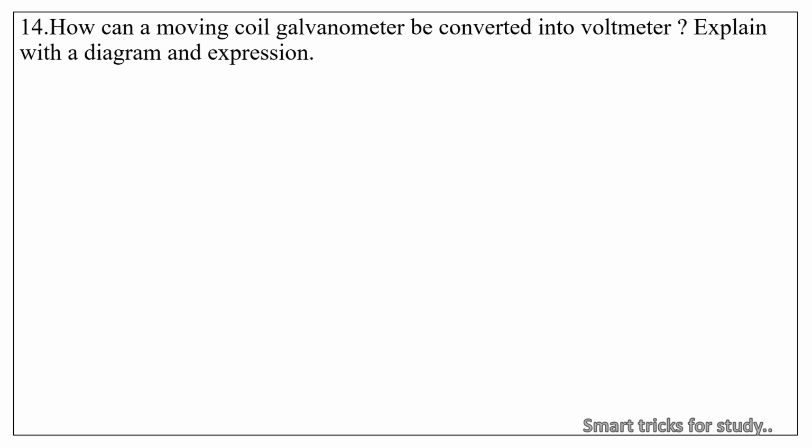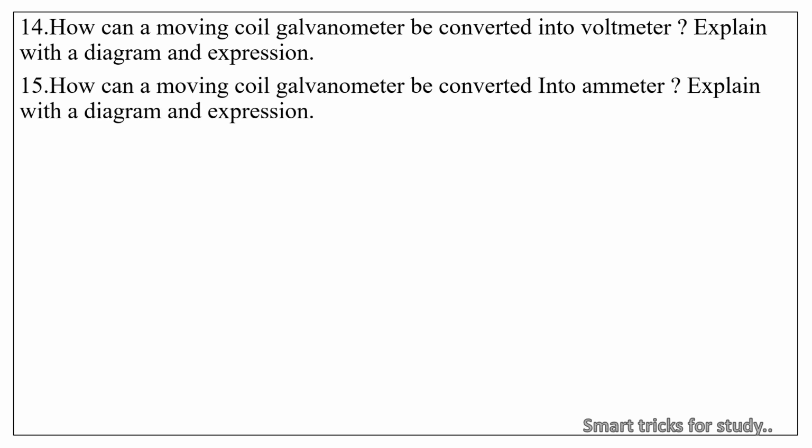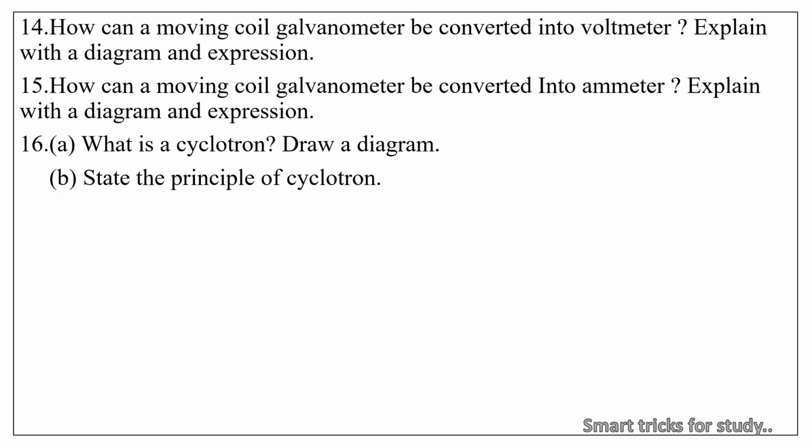14. How can a moving coil galvanometer be converted into voltmeter? Explain with a diagram and expression. 15. How can a moving coil galvanometer be converted into ammeter? Explain with a diagram and expression. 16. A. What is a cyclotron? Draw a diagram. B. State the principle of cyclotron. C. Give the application of cyclotron.